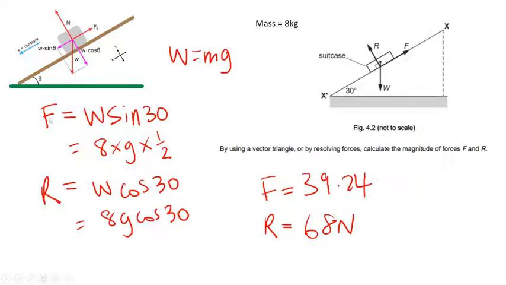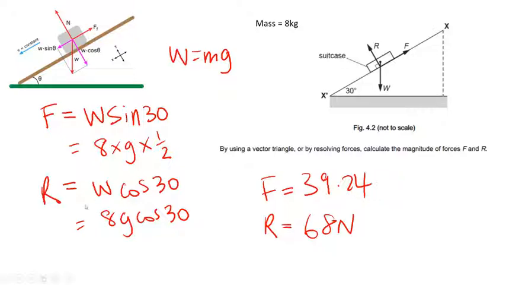Right, so this one, F is equal to W sine 30. For this question, you need to write down the weight is equal to mg. If you look at this diagram here on the left, the friction is equal to W sine theta if this is an equilibrium, so the W sine theta is the force going down the plane. You know that W is mg, and in the question it gives you 8 kilograms. So 8g times sine theta, which is a half. You end up with F is equal to 39.24 newtons.